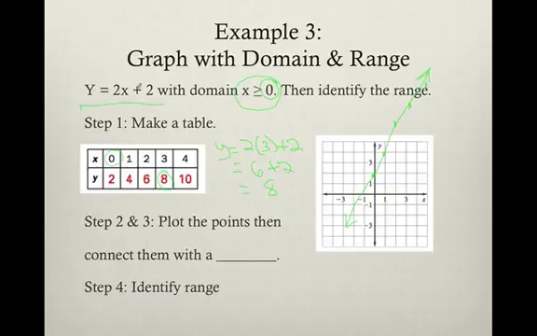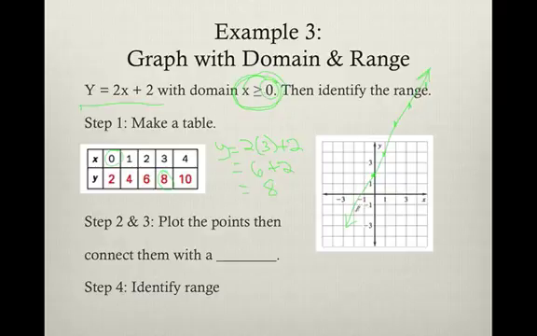Well, we have y is equal to 2x plus 2, but they told me my x's must be greater than or equal to 0. So here on my line, I have this point right here with an x that's -1. Does that fit within my domain? Can x be -1? The answer is no.